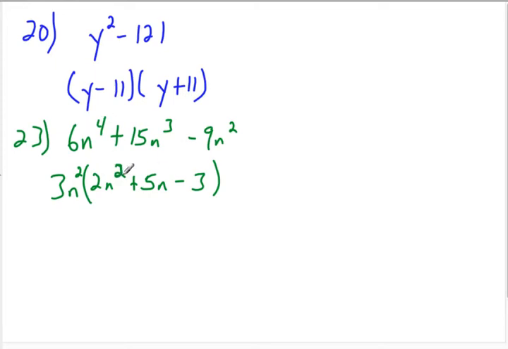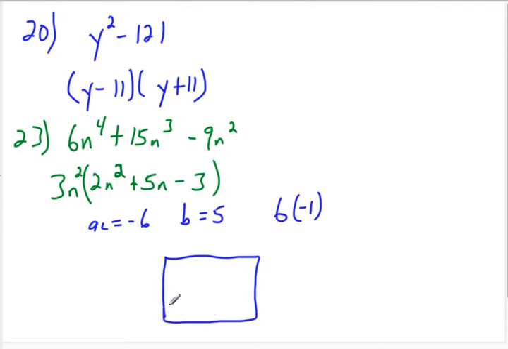There's no more monomial factor. It's not a perfect square trinomial because this is not a square, and neither is this. So we're looking at the box method. We have AC equals negative 6 and B equals 5. Factors of negative 6 would be positive 6 and negative 1, which also add to 5, so that works.